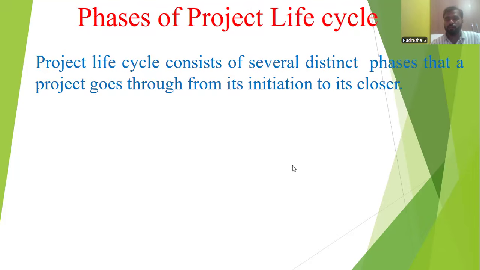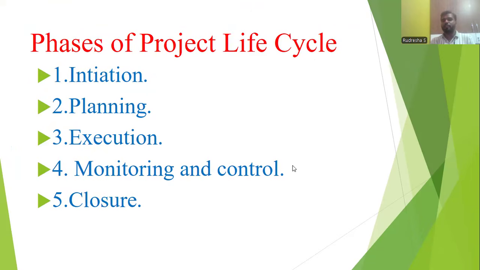Next, the phases of the project life cycle are initiating, planning, execution, monitoring and control, and closure. There are five commonly used phases. The first is initiation, the second is planning, the third is execution, the fourth is monitoring and control, and the fifth is closure. Totally you have five steps. First is initiation. What is meant by initiation? This phase marks the beginning of the project.